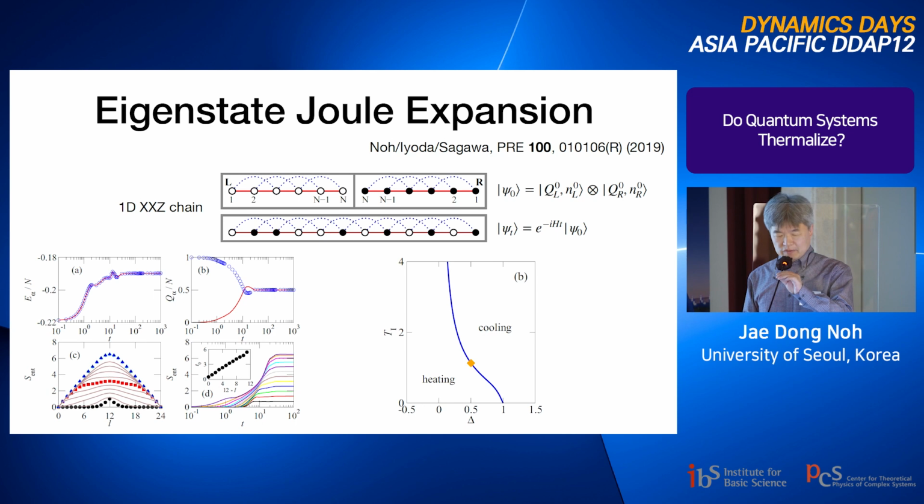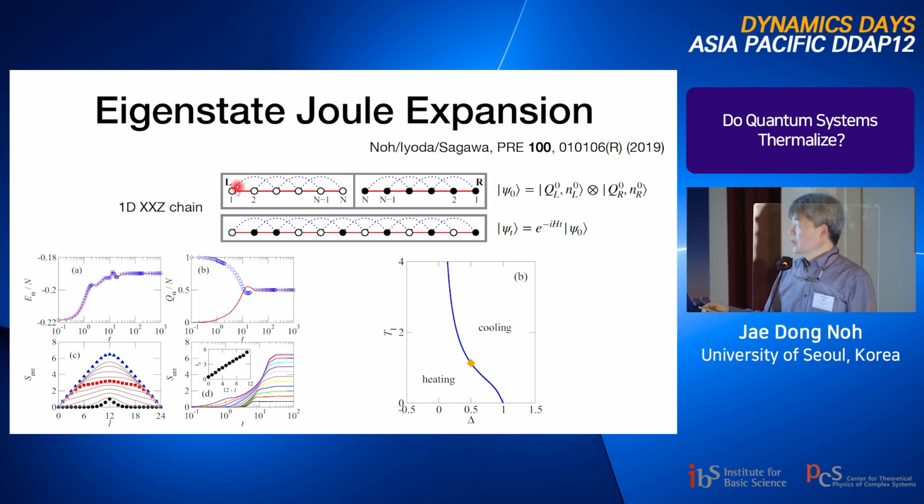In the previous page, I said that the consequence of ETH means that we can do statistical mechanics or thermodynamics even at the level of energy eigenstate. So here in this work, I consider the so-called energy eigenstate Joule expansion.